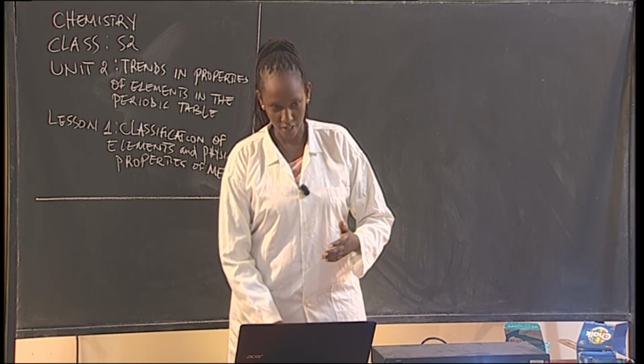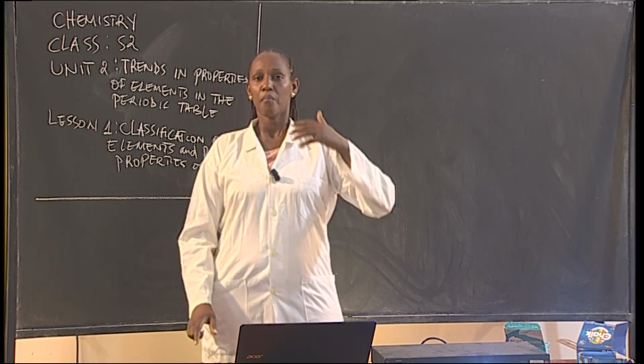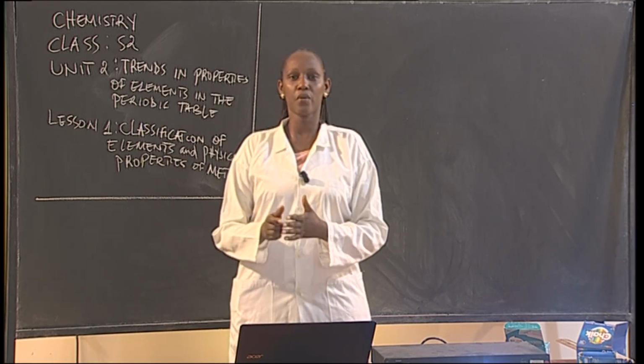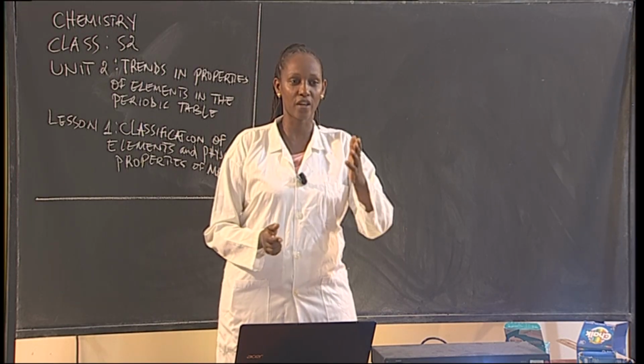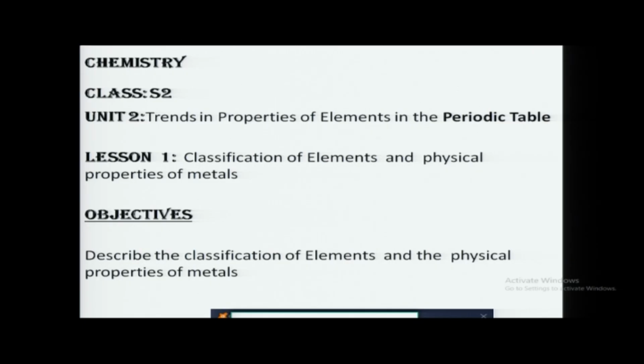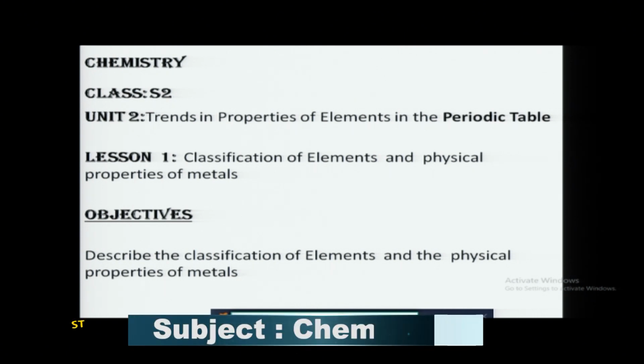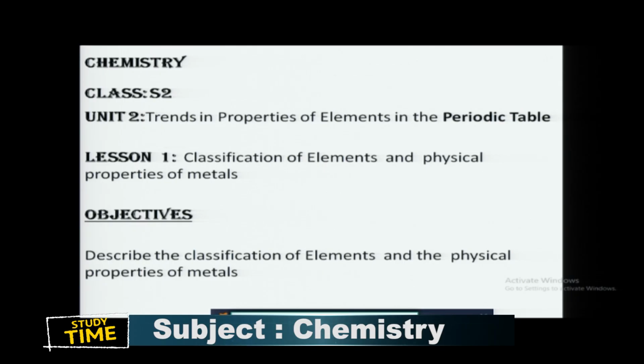So what is the objective of the lesson today? By the end of this lesson, everybody will be able to describe the classification of elements and the physical properties of metals. You need to be very attentive such that at the end of this lesson, everybody will have achieved this objective. So we can start off with the lesson.